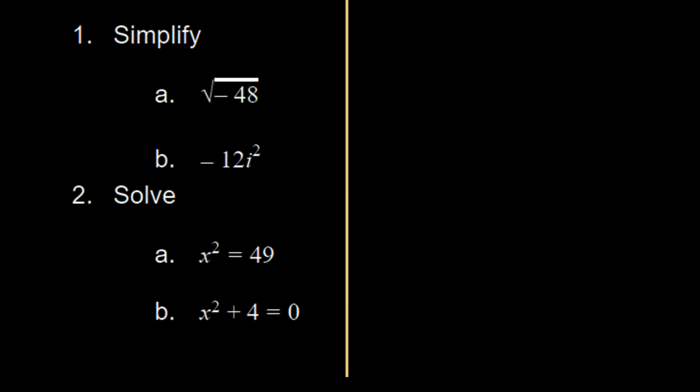All right, guys, let's go over this very quickly. If we're asked to simplify A and B, A has a negative in the radical. How do we deal with that? Asked to simplify this radical, what do we do? How do we simplify a radical?